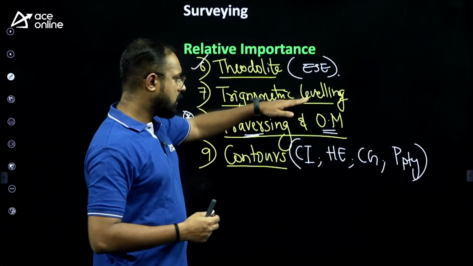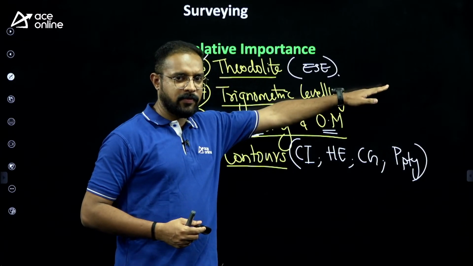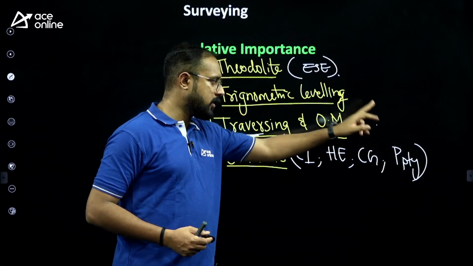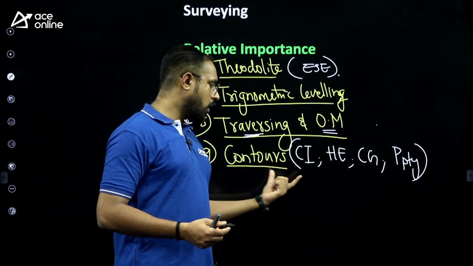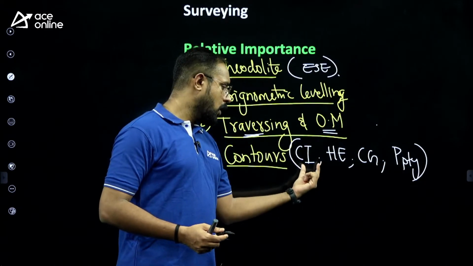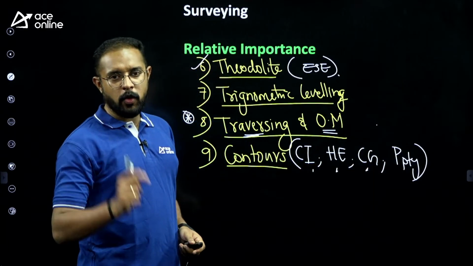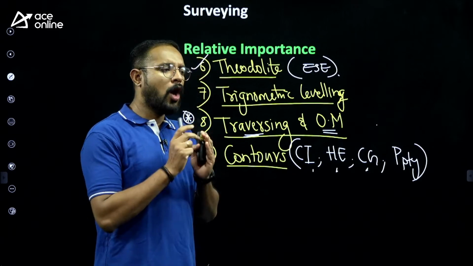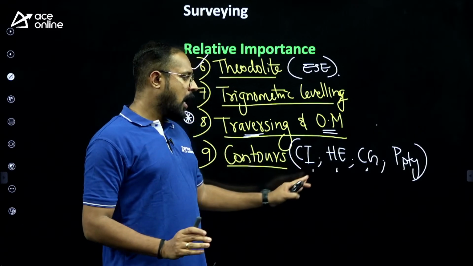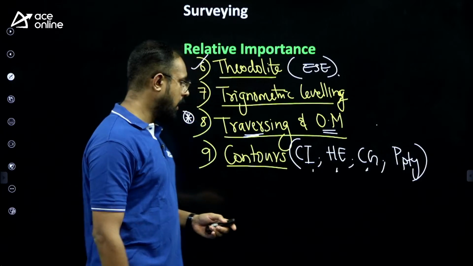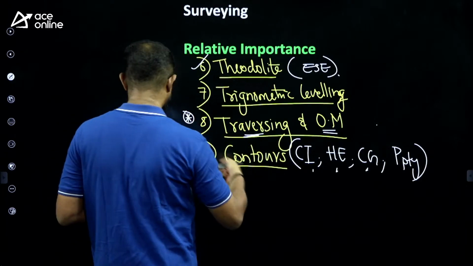There is much to discuss about trigonometric leveling, that's why I did not mention anything. Traversing and omitted measurement, every topic is important, that's why I have not mentioned anything. In contours, these are the major topics that you should know: contour interval, horizontal equivalent, contour gradient, properties. If you look at your previous year ESE questions, a lot of statement 1, statement 2 questions are framed around the properties. So there should be a good understanding of this. Okay, right. In GATE, not too many questions have been asked.